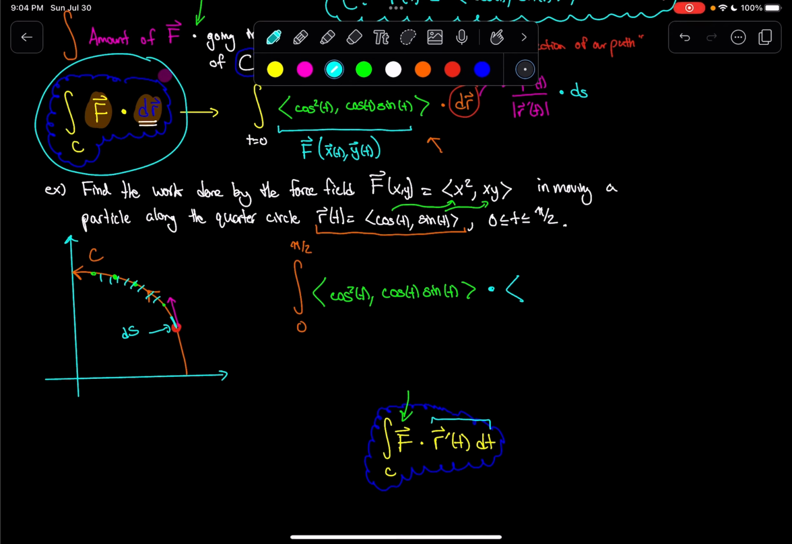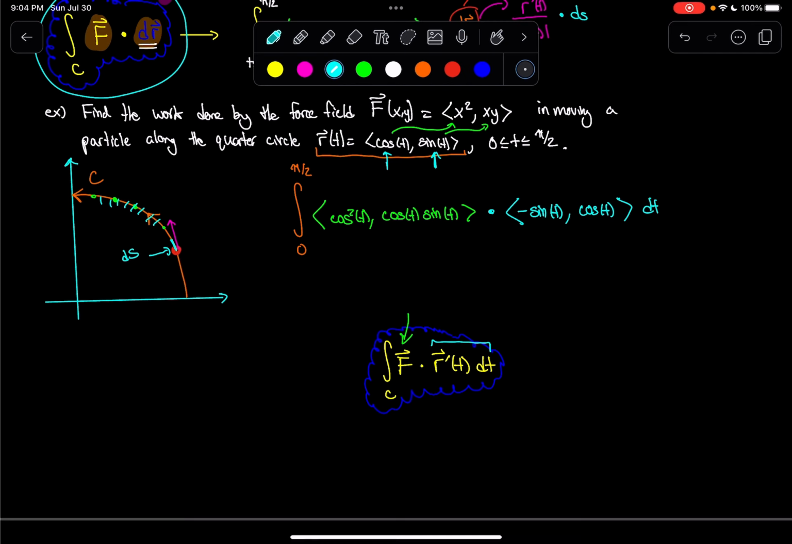So what is r prime going to be? Well, let's see. The derivative of cosine, last time I checked, is negative sine of t. And the derivative of sine is going to be cosine of t. And we put a dt on the end here. Now, if you're wondering, is that it? Yeah, this is it. This right here is the setup for calculating this particular line integral, okay?